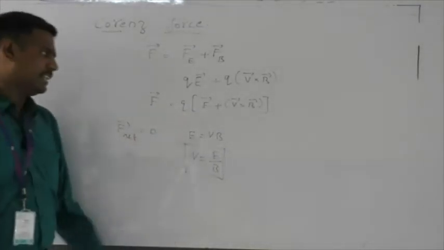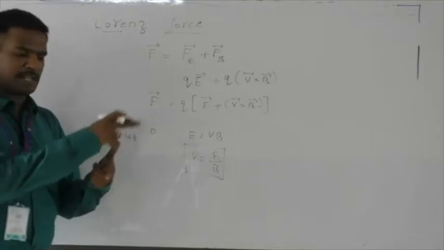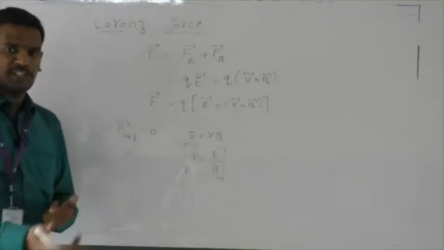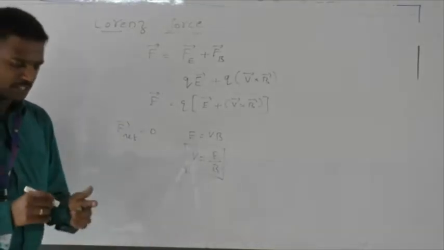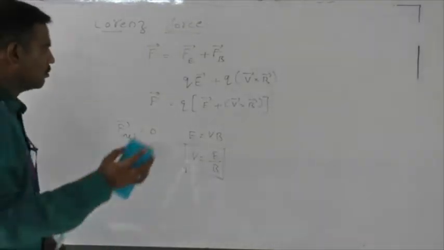With this velocity, if the charged particle enters into a uniform perpendicular electric and magnetic field, then the charged particle will go with no deviation. This is called a velocity selector. And now, as I told you, we will come back to problems.